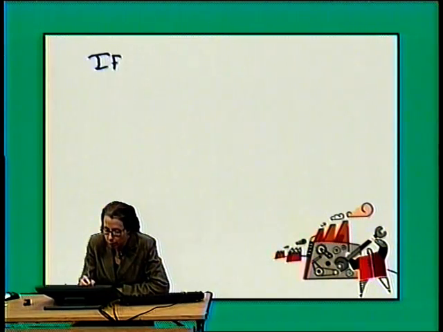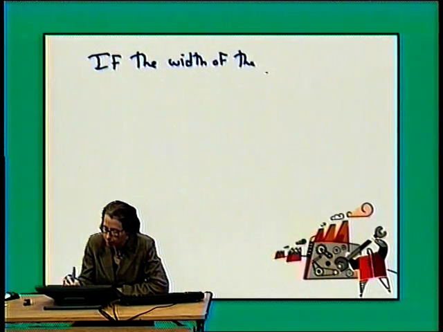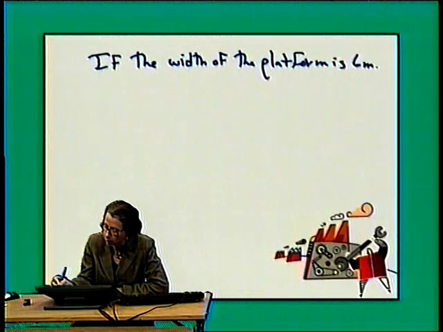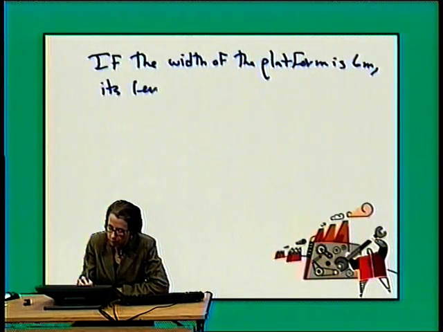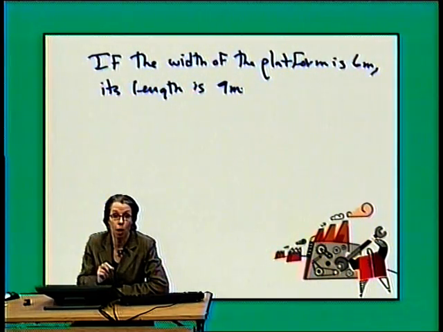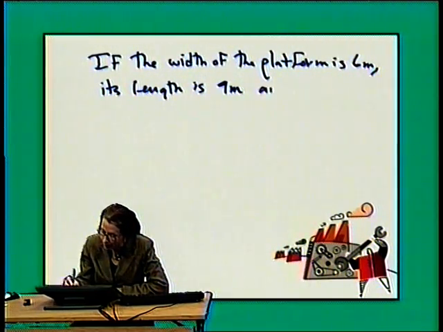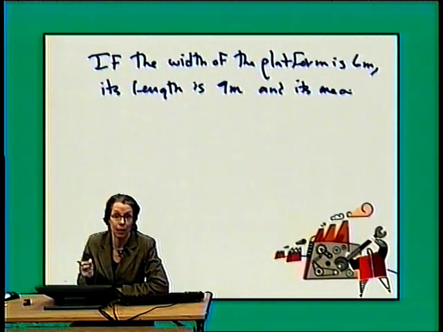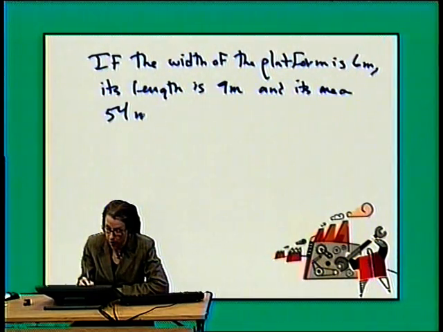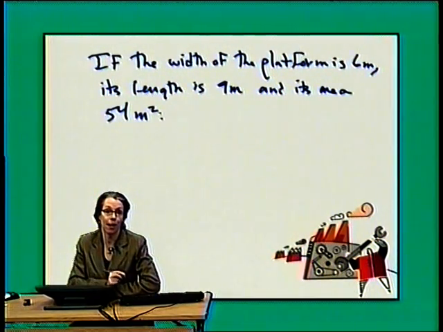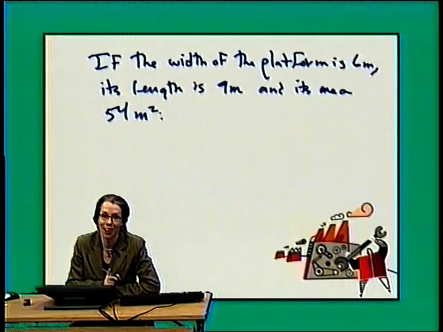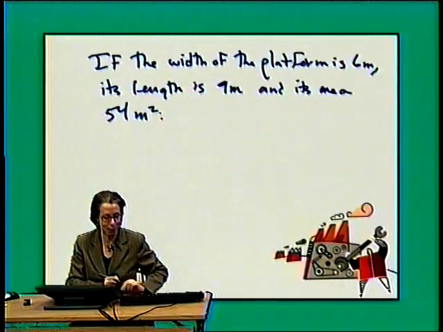So if the width of the platform is 6 meters, its length is 9 meters, because it's 3 meters longer than it is wide, and its area is just the length times width, which is 9 times 6, that's 54 square meters. And in fact, in the process of checking my work, I have a pretty good conclusion to my problem.